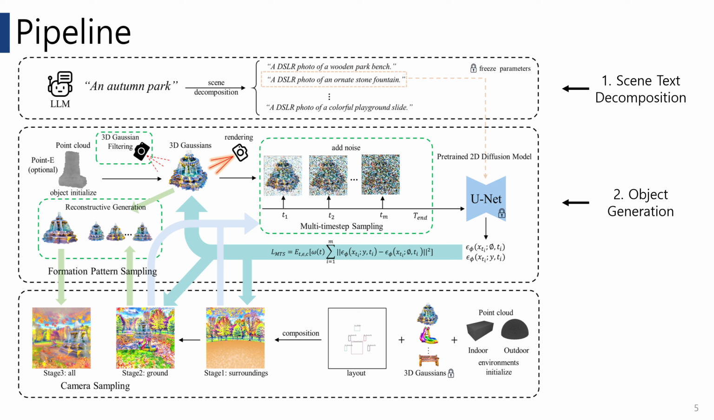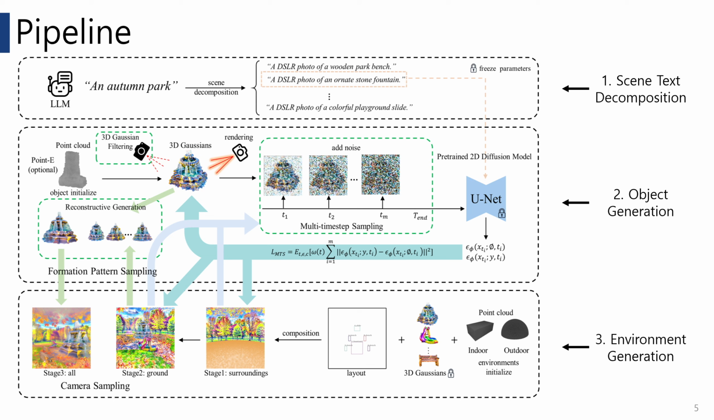Second, object generation. Each object is optimized by a pre-trained stable diffusion model. In this stage, a formation pattern sampling technique is used during the optimization process, helping to refine object details and maintain structural consistency.